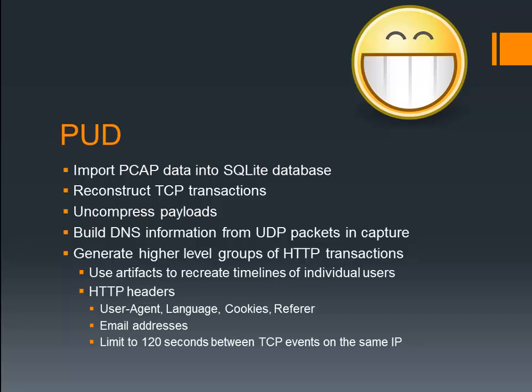This utility also generates a higher level of grouping of these web transactions in order to create a more thorough and accurate timeline of individual user interaction. It uses various artifacts of the capture, such as HTTP headers, including the user agent, language, cookies, referrer field, as well as providing analysis and statistics of email addresses located throughout the capture.